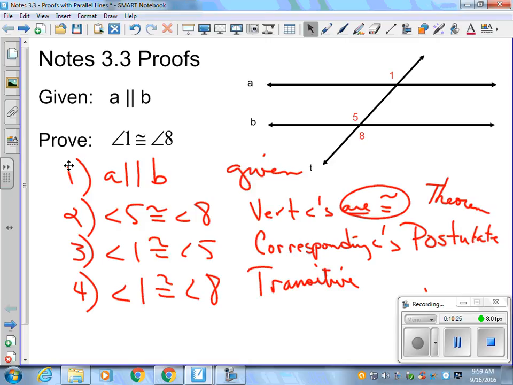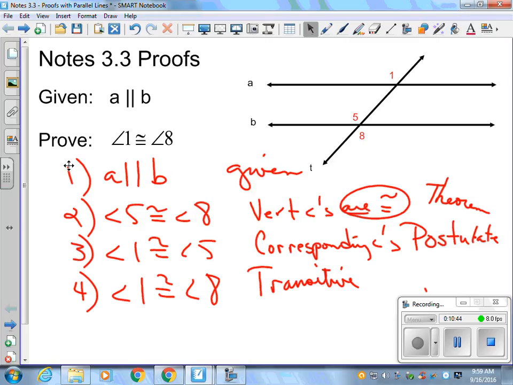And then someone went off and wrote a theorem that says if two parallel lines are cut by a transversal such that alternate exterior angles are congruent. They had to prove it first to be able to write that statement.